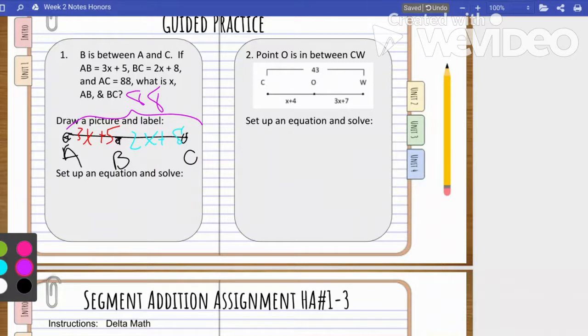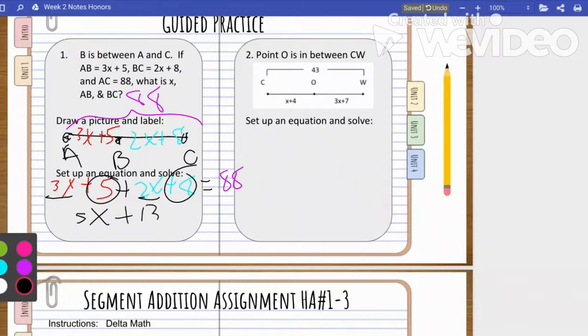How would you set up an equation? You take the two pieces, so that's 3x plus 5. You're going to take that piece, you're going to add it to BC, which is 2x plus 8. And you're going to set that equal to the total. What's the total? 88. So from here, we're just going to do our algebra. We're going to combine like terms. 3x plus 2x is 5x. Plus 5 plus 8 is 13.